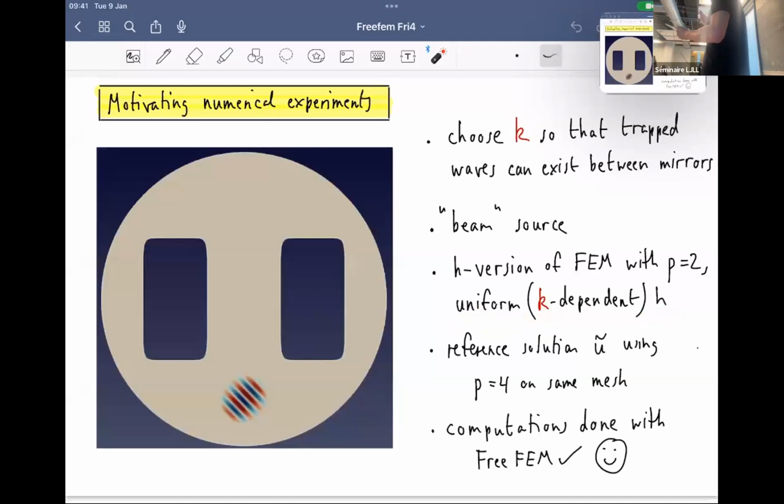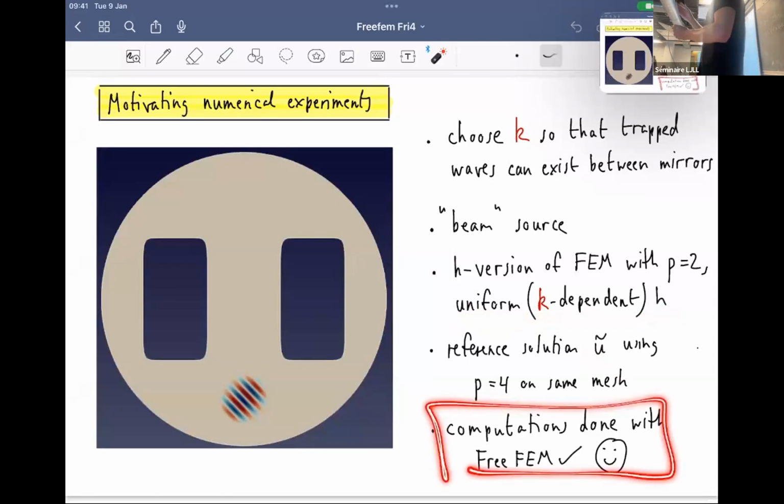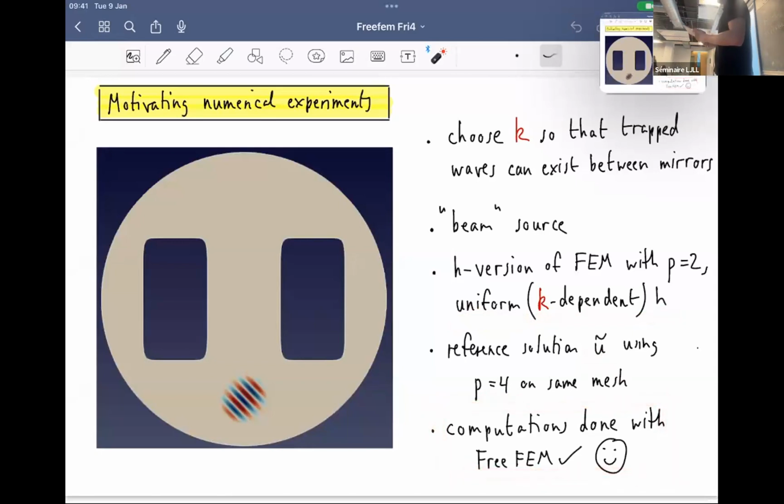And so for these trapping problems, there's definitely a question about how do you actually compute an accurate solution. Here we're using a reference solution, we're going to call it u tilde, and this is computed on the same mesh using degree 4, p is 4. And of course, we're doing the computations with FreeFEM. In fact, Mark in the audience did all the computations using FreeFEM, so he gets a tick and a smiley face.